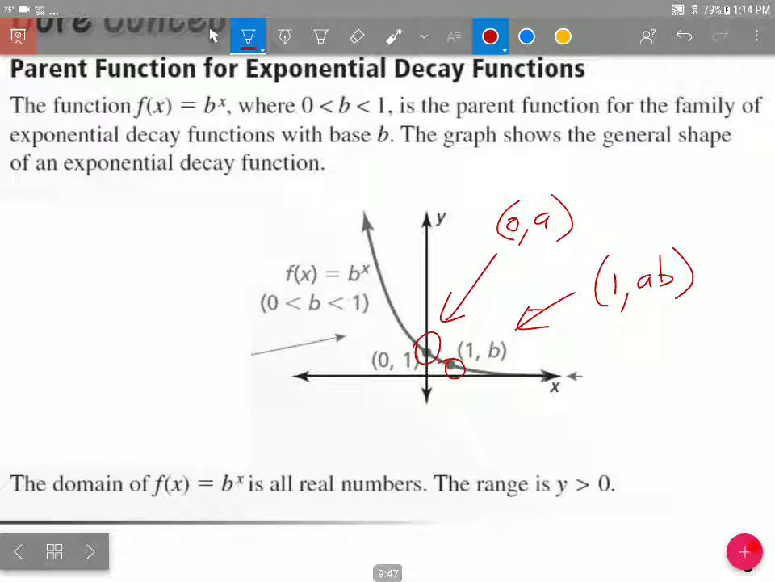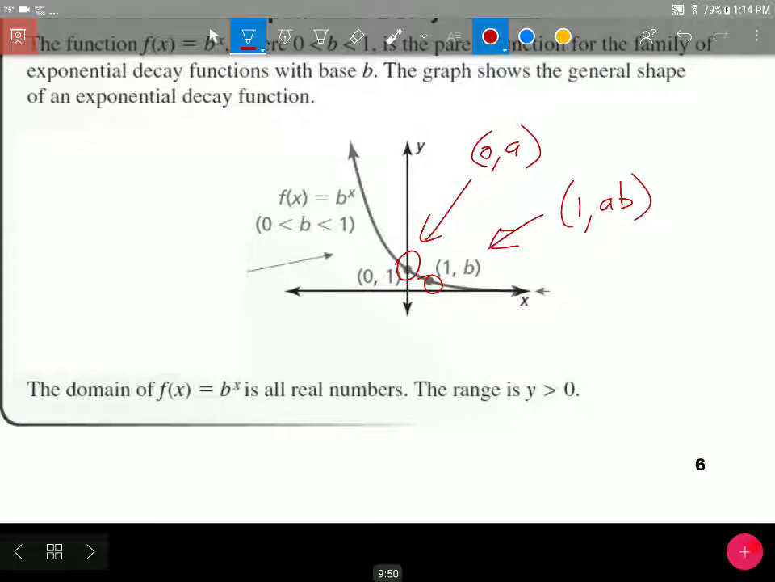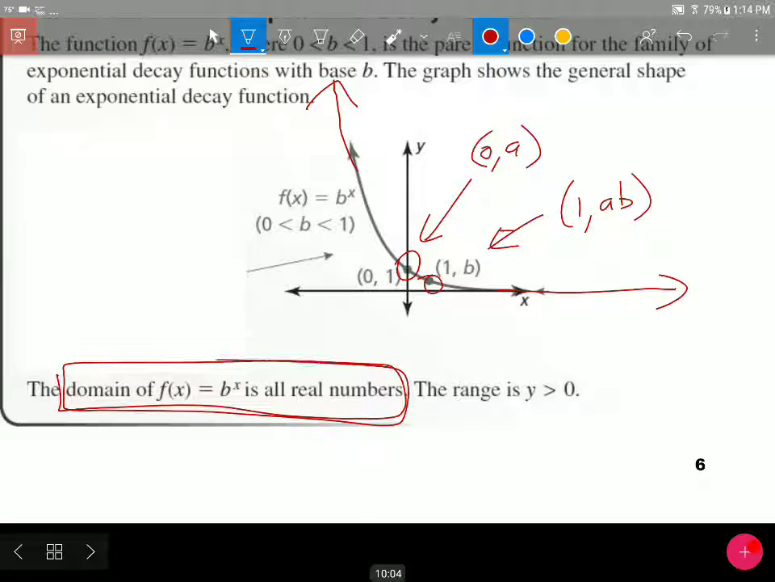And then last but not least, your domain and range. Your domain, does this go right forever? Yeah. Does it go left forever? Yeah, it's going up, but it's still going to be going left. So it is what? All real numbers. Your domain is all real numbers. Your range, in this case, is y is greater than 0, because that's where your asymptote is. Your asymptote is right there. Your asymptote is y equals 0, and it's everything above that.